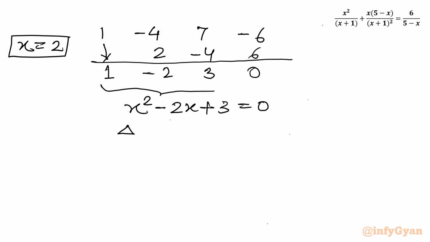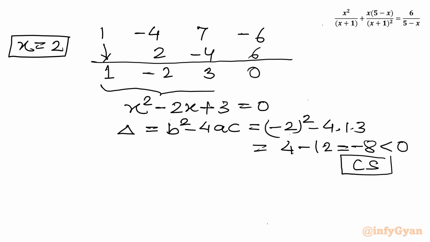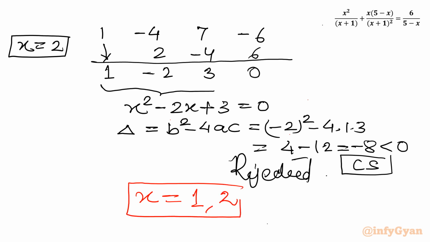If you only check the discriminant b square minus 4ac value, then you will get to know: minus 2 square minus 4 times 1 times 3. So it is 4 minus 12. Because this is negative, a complex solution will be generated. So we will reject this method also. So the only solutions by this method also are x is equal to 1 and 2. Both are real valued. I hope this video will be meaningful to you.